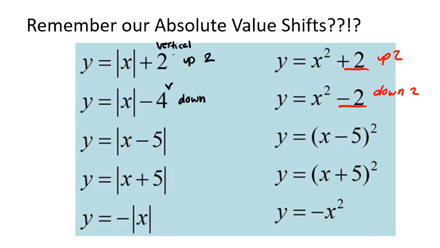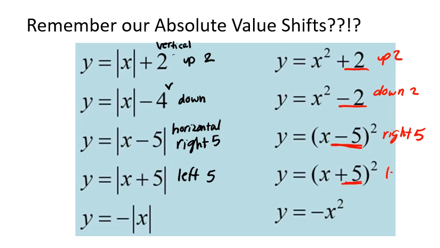If we take a look at the number inside the absolute value, that was our horizontal shift. Horizontally, remember, we had the opposite sign. So a -5 actually meant right 5, and a +5 actually meant left 5. We had to be very careful with those signs. The same idea applies when we have quadratics. If it's on the inside of what's being squared, the signs are still the opposite, so this would be right 5, and this one will be left 5.